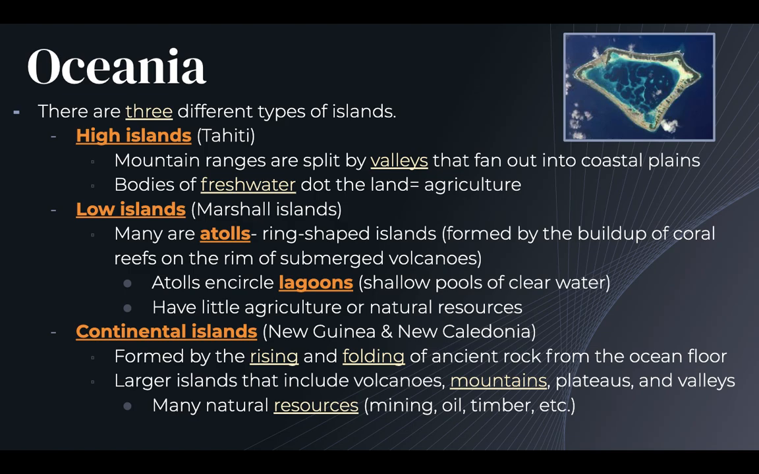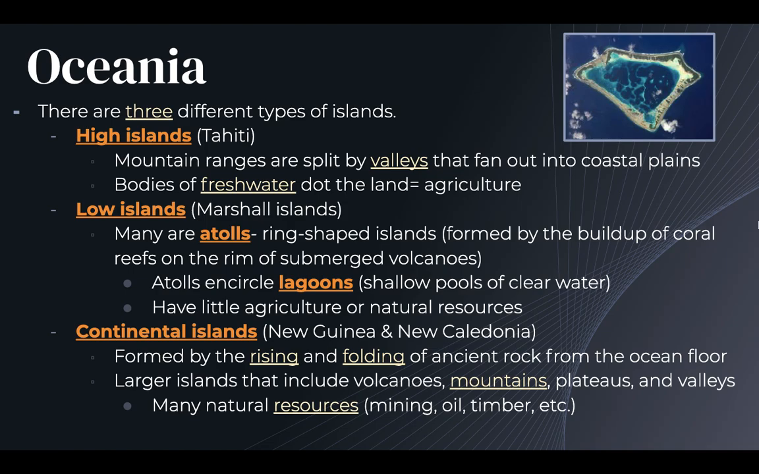So low islands, many of them are called atolls. This picture right here is an example of an atoll. These are ring-shaped islands that are formed by the buildup of coral reefs on the rim of submerged volcanoes. What that means is that volcanoes had peaked and coral reefs and land started to form around. Then the volcanoes eventually died out and went back into the water, and so this would be the opening of the volcano, and that's where they're at.